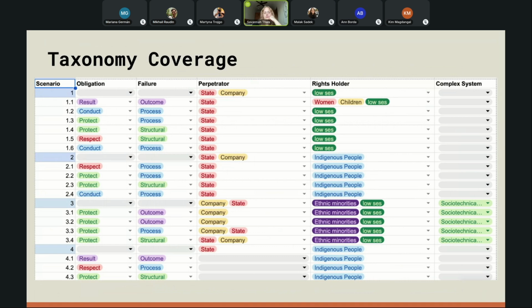And then I just wanted to show a subset of our taxonomy coverage tracker. So we really want to make sure that we're covering all aspects of our taxonomy. So you can see here how we track those different taxonomy components, what type of obligation is violated, what type of failure mode is present, and then who the actors involved are and whether or not there's a complex system like AI. So again, this is just a subset, but we track this to ensure we have full coverage across our data set for right to water.